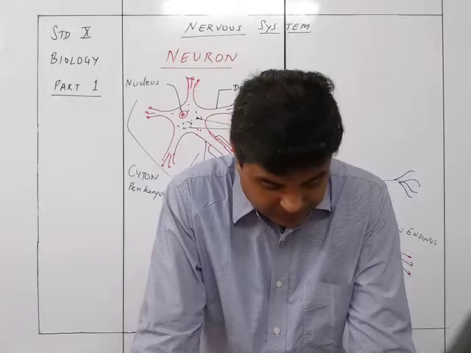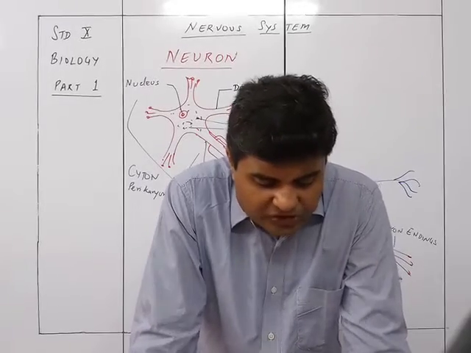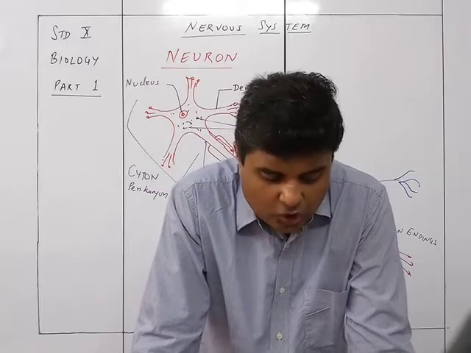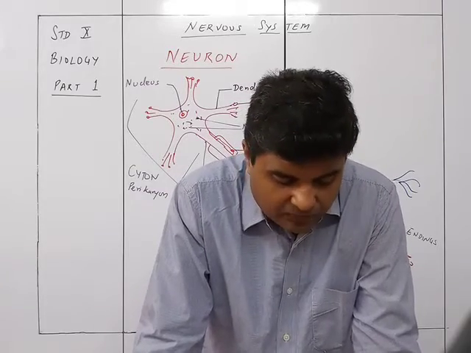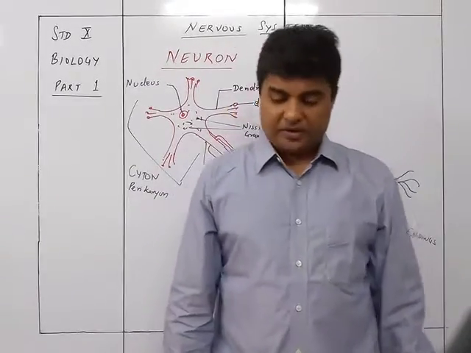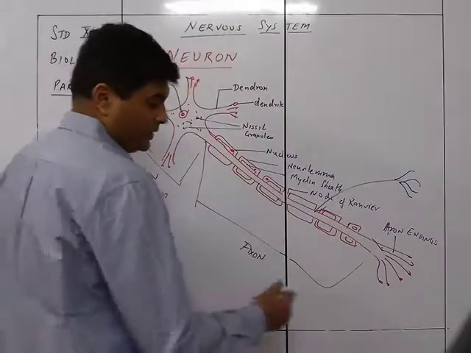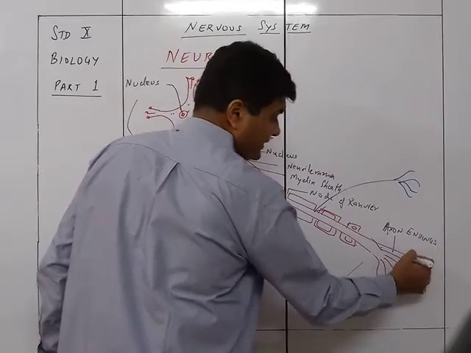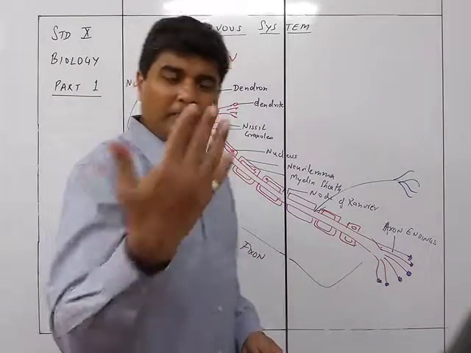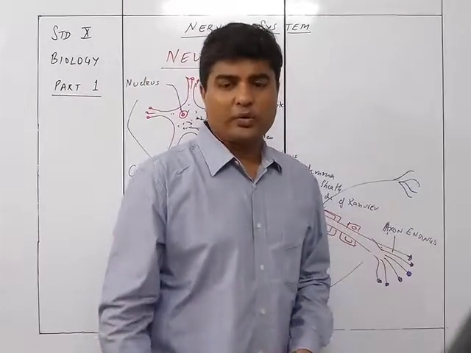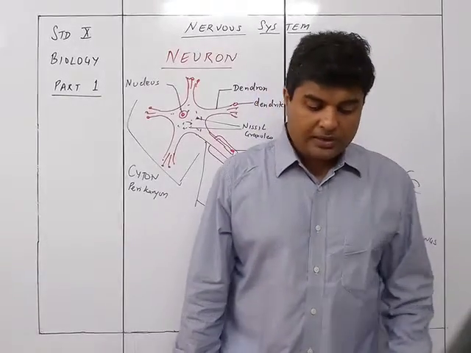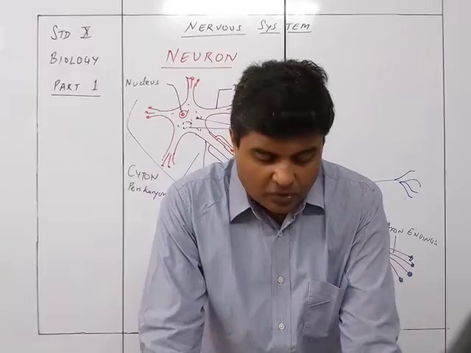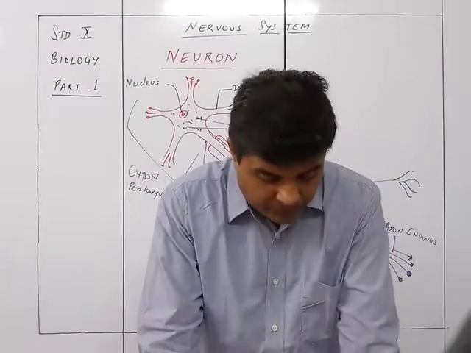The end portions of the axon are swollen ends, like bulbs, which store certain chemicals called neurotransmitters. These ends have the neurotransmitters as the chemicals which are going to pass on the impulses. So they are swollen bulbs which store chemicals called neurotransmitters.